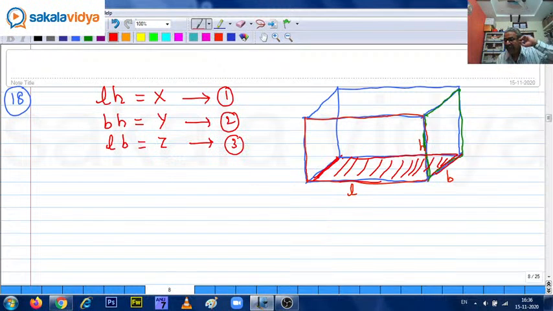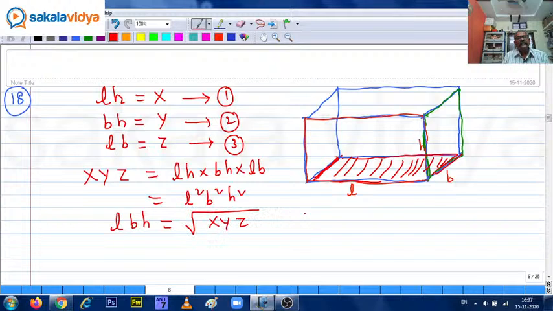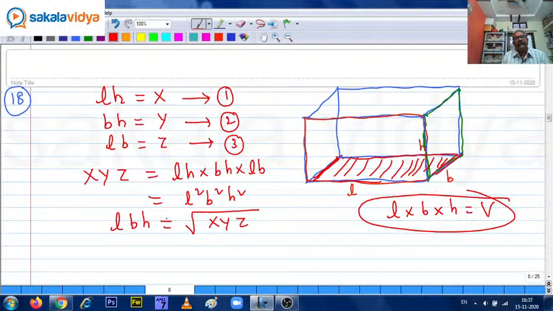Now volume we need to find out. First multiply 1, 2 and 3. That means X into Y into Z is equal to LH into BH into LB. This is nothing but L square, B square, H square. Taking square root, LBH equals square root of XYZ. L into B into H is nothing but the volume of a cuboid. This is V. So V is nothing but root of X, Y, Z. So this is the answer.